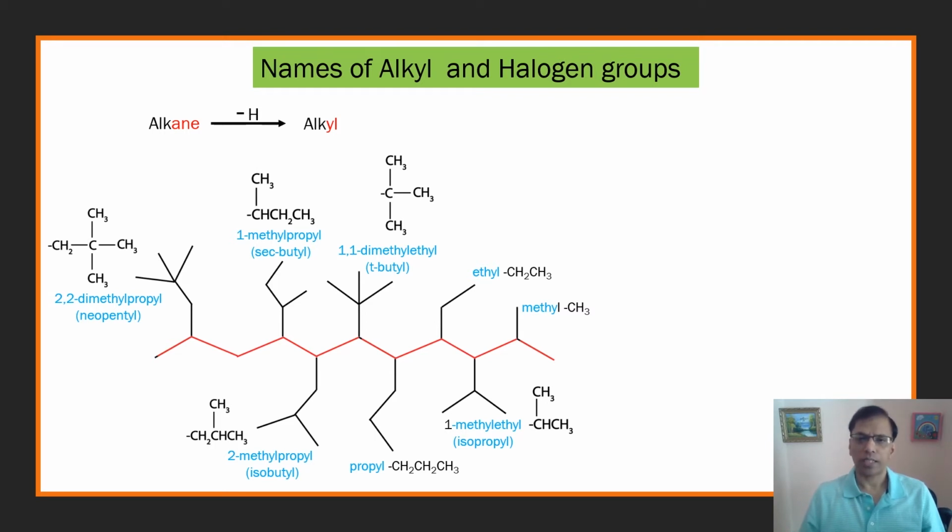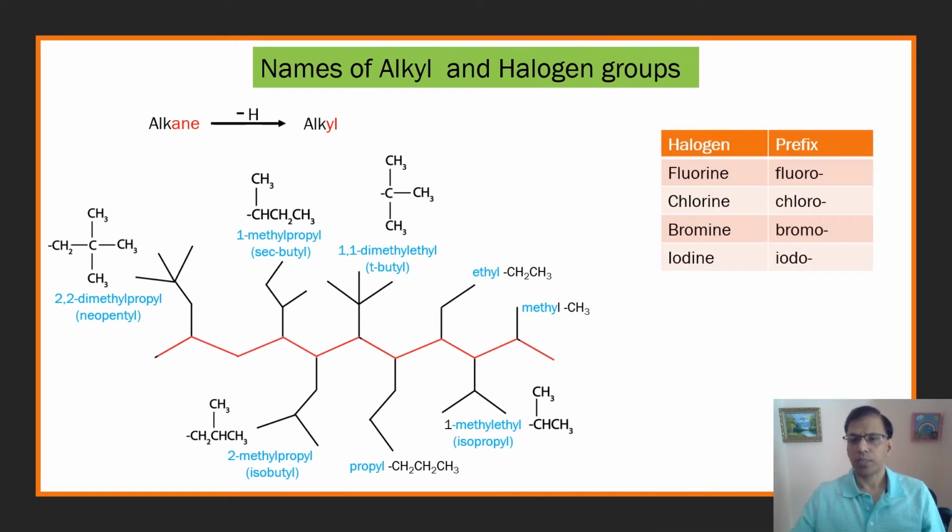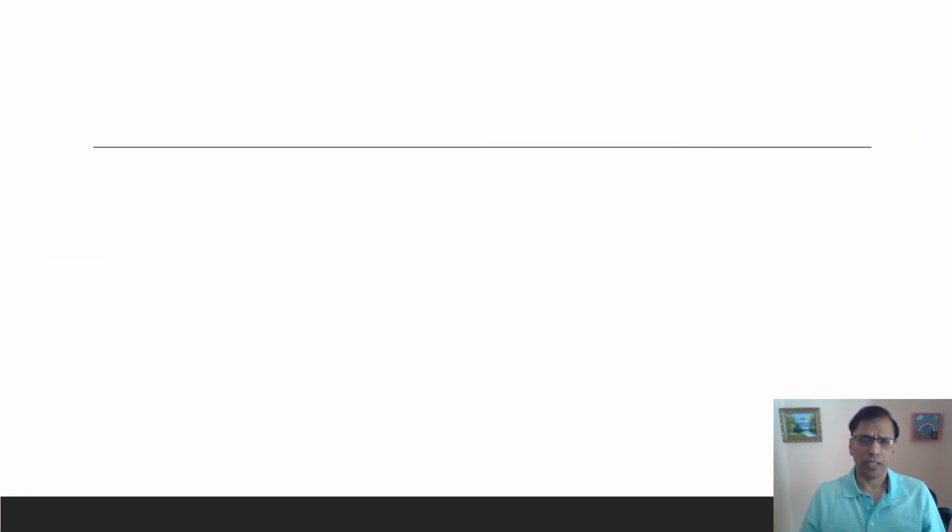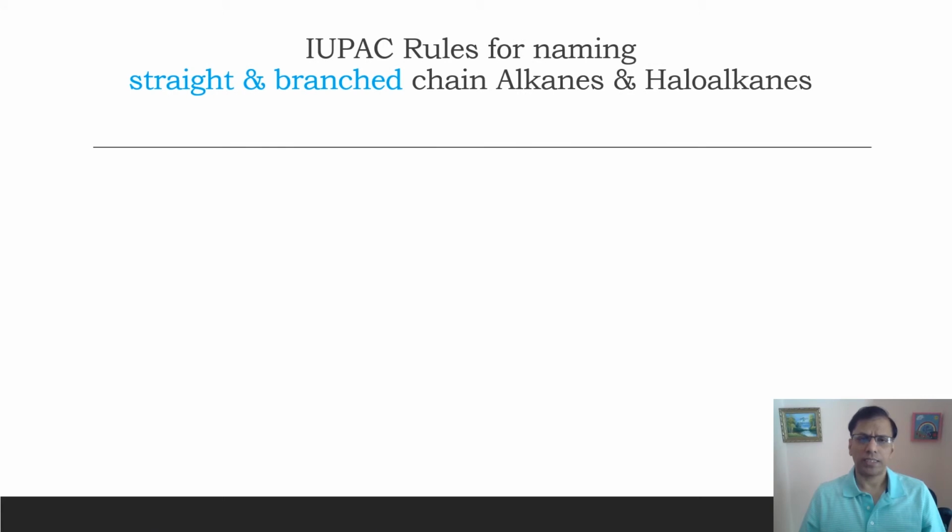So let's look at how to name when a halogen is the substituent. When a halogen is a substituent, for fluorine you use the prefix fluoro, for chlorine it's chloro, and for iodine it's iodo. So let's look at the IUPAC rules for naming straight and branched chain alkanes and haloalkanes.